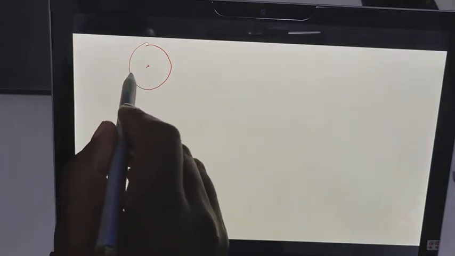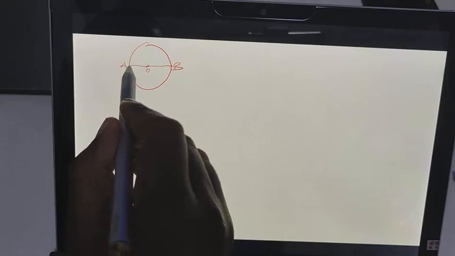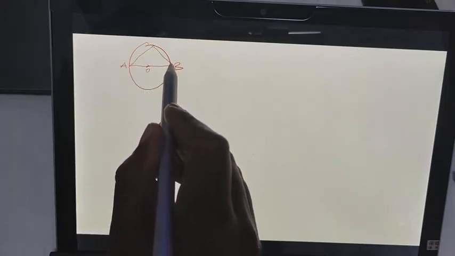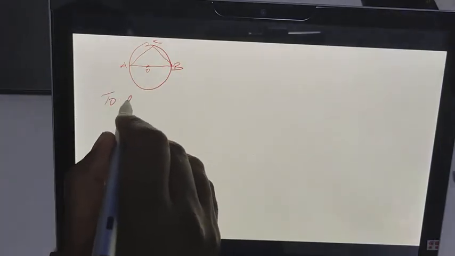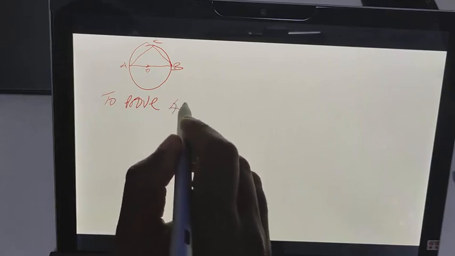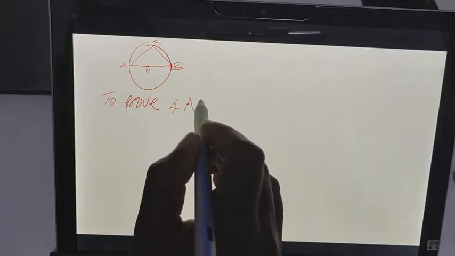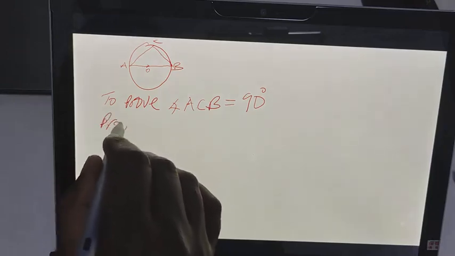Now maybe we can just redraw our figure here. We have our figure, the simple one, and we have our center O. We have A, B, like that, and the other side is C. So first of all, we want to prove angle ACB is equal to 90 degrees. Okay, so let's now show our proof.